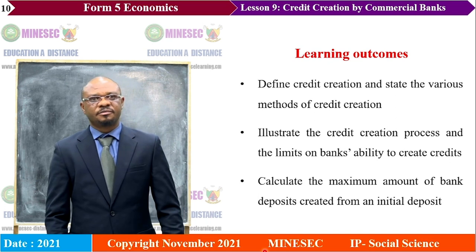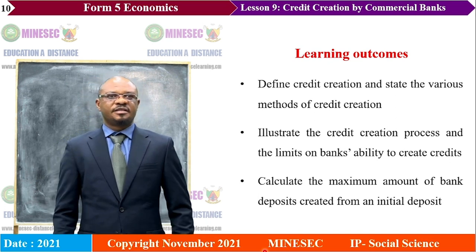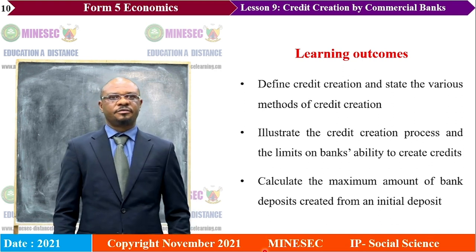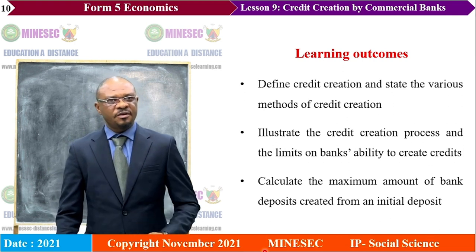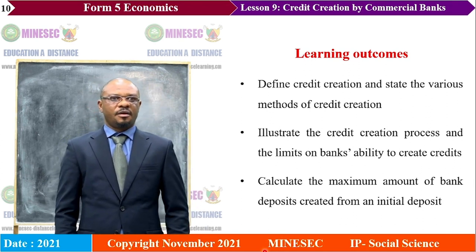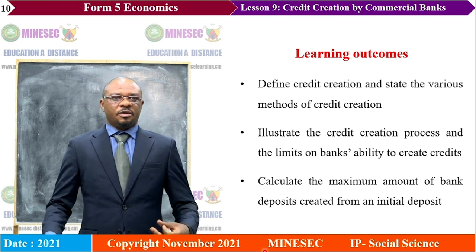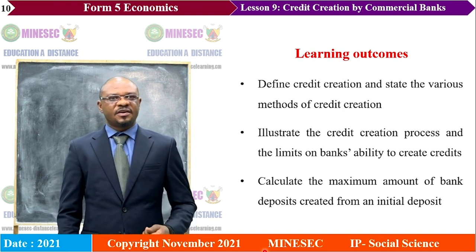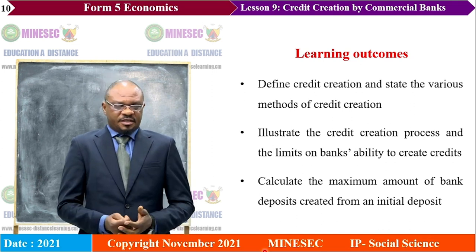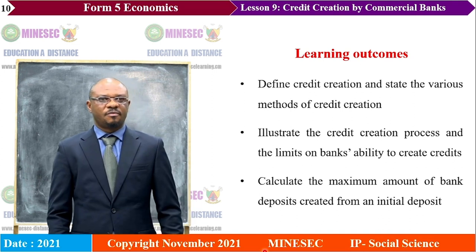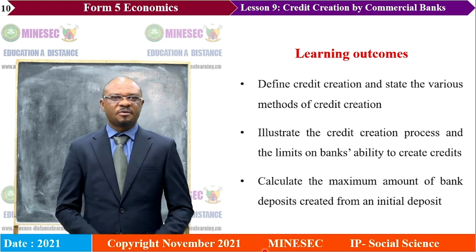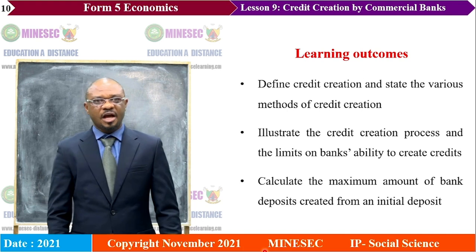For the learning outcome, by the end of this lesson, learners will be able to define credit creation and state the various methods of credit creation. Secondly, they will be able to illustrate the credit creation process and the limits on banks' ability to create credit. And finally, they will be able to calculate the maximum amount of bank deposits created from an initial deposit.